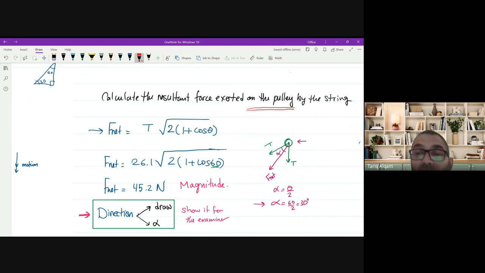Now I have to show the examiner the direction sometimes. In order to show the direction, I have to draw the following. This is the first tension, and this is the second tension on the pulley. The resultant force should be between them. This is F net. I have to show this for the examiner. Now this angle, which is called alpha, is theta over 2, which is 30. So I have to show the examiner that this angle is 30.